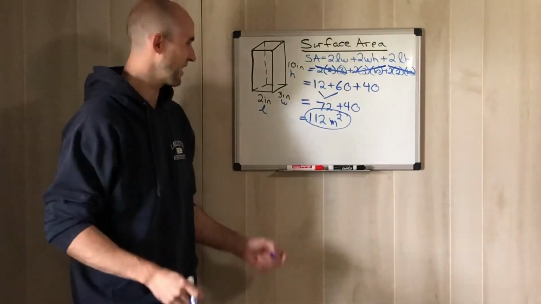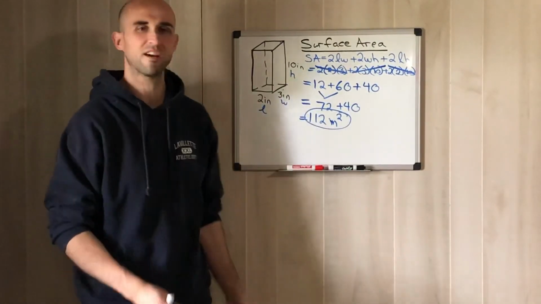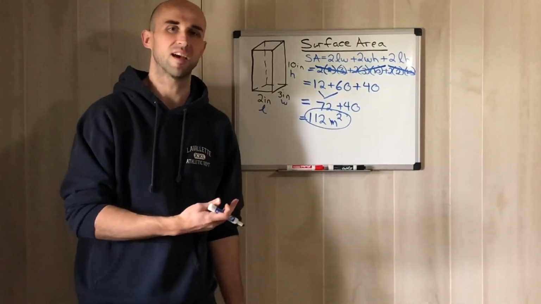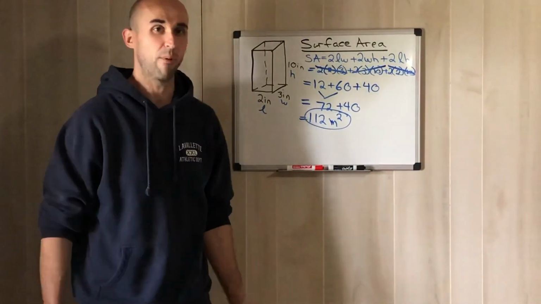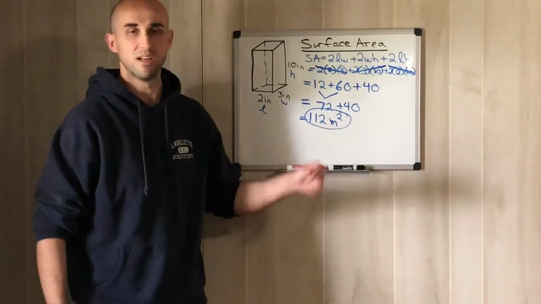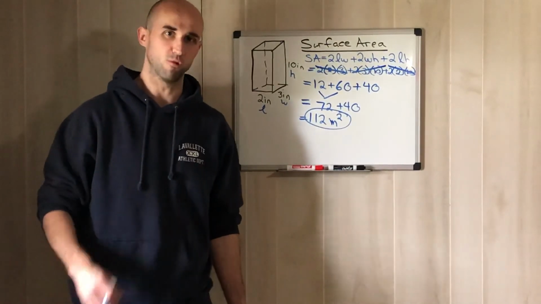And just remember again, guys, since you're talking about surface area, you're talking about how much is on the outside. When you're talking about volume, you're talking about how much is on the inside. And whenever it's area, it's always squared. Whenever it's volume, it's always cubed.